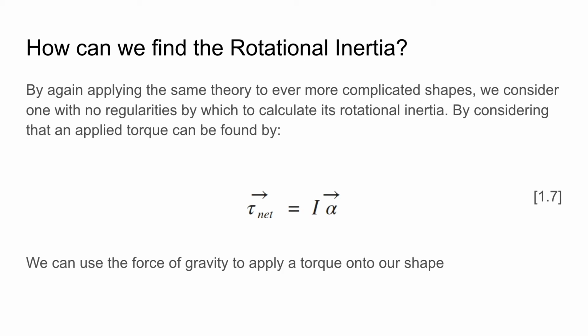In this formula, tau is the torque we need, I is the rotational inertia, and alpha is the angular acceleration. We can use the force of gravity to apply a torque onto our shape.